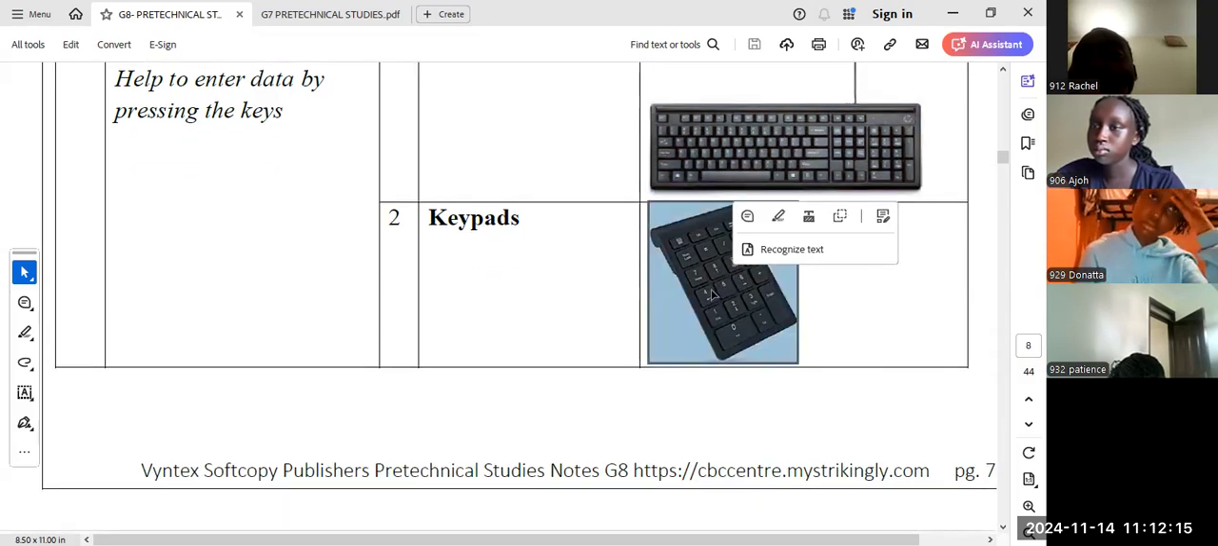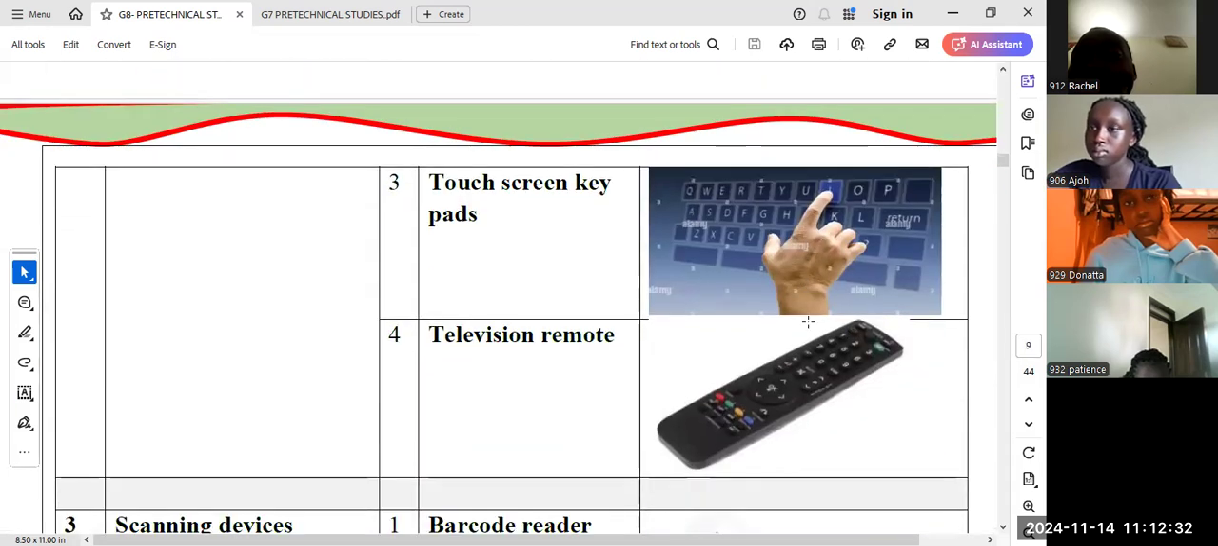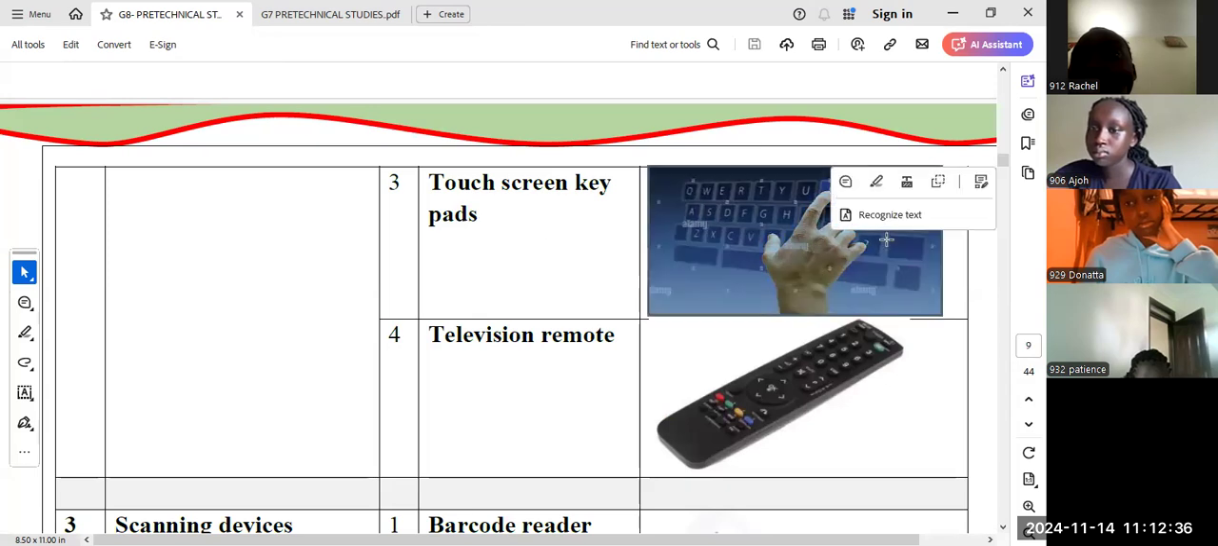Then we have keypads, like when you want to do 1, 2, 3 up to 9. See, it has 0, 1, 2, 3, 4, 5, like the keypad of a Katululu phone, or the keypad that pops up when you are using your smartphone. Then we have the touch screen keypads. You touch the screen, then the keypad pops up.